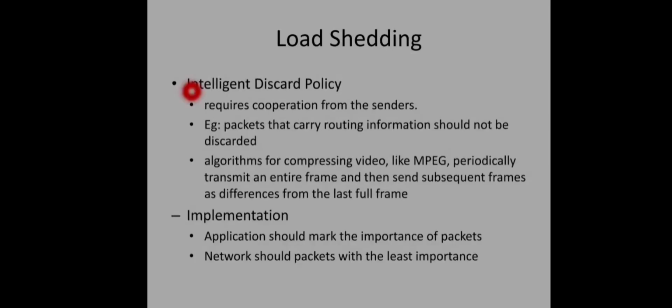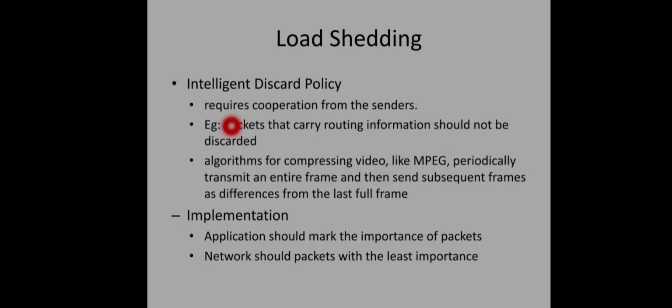Now the packets to be discarded can be chosen in a more efficient way using the intelligent discard policy. That definitely requires cooperation from the sender application. So the sender application should mark each and every packet with its importance. For example, there can be a field in the header of the packet which carries a class label, marking the class according to the importance.